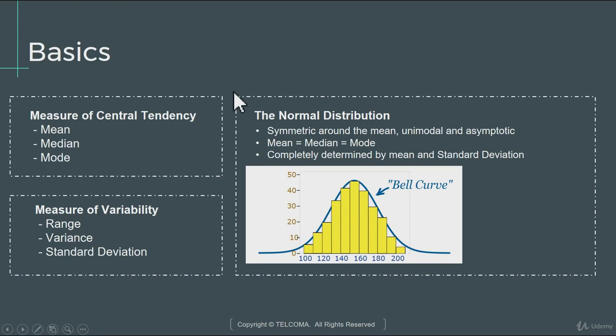We have three simple measures that fall into this bucket: the mean, median, and mode. We already know these concepts. Mean is basically the average of the entire sample or distribution. Median is the 50th percentile or the middle value in the entire sample. Mode is that value which occurs most frequently in the data set.